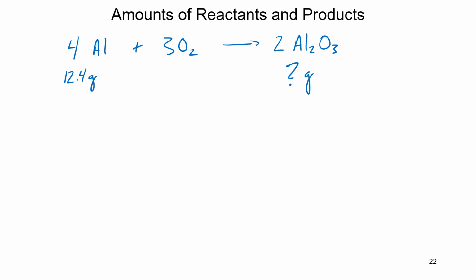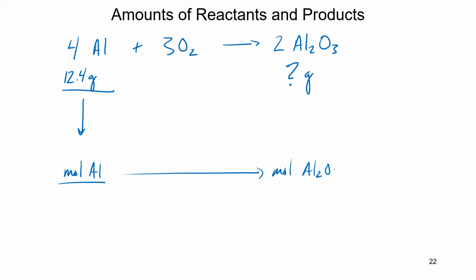Well, this is a 4-to-2 ratio. Can I just divide by 2? No, I can't divide by 2 because those are not mass ratios. Those are mole ratios. So we're going to make a box, right? This is the way that I've always thought about this. We start here with our 12.4 grams. We're going to convert those grams to moles of aluminum, right? And we're going to convert those moles to the moles of aluminum oxide. Then we're going to convert those moles back into grams of aluminum oxide. And so it's a three-step process.